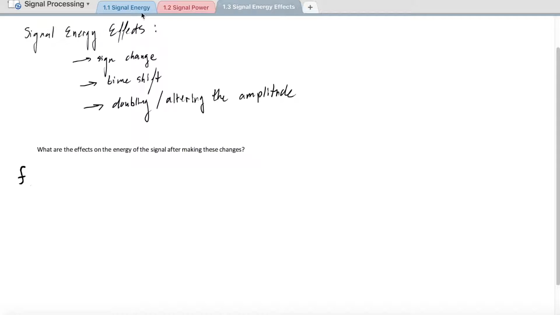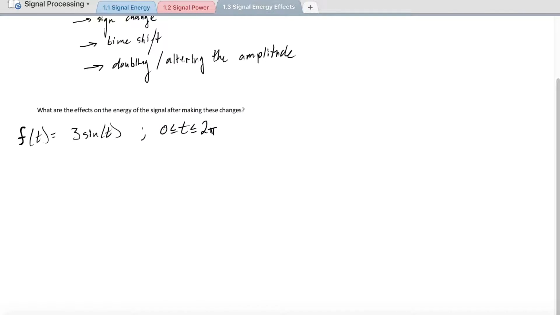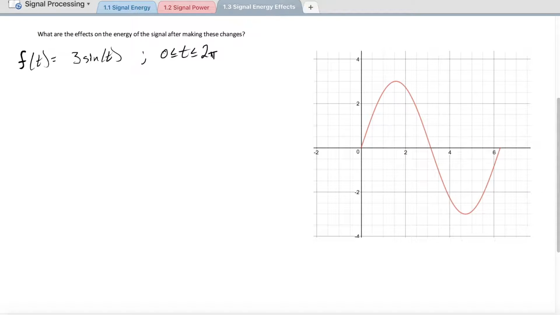So let's say we have some function f of t equals 3 times sine of t, and t exists from 0 to 2 pi. Just going to make it nice and simple. And I imported a graph to visualize f of t here. And we have f of t versus t, and this is 3 sine of t, going from 0 to 2 pi.